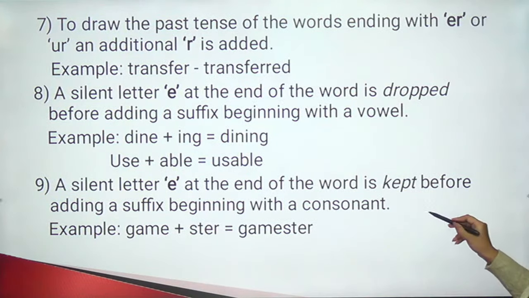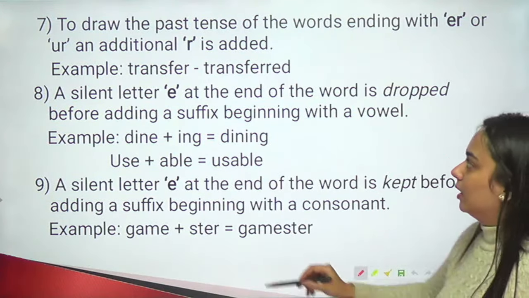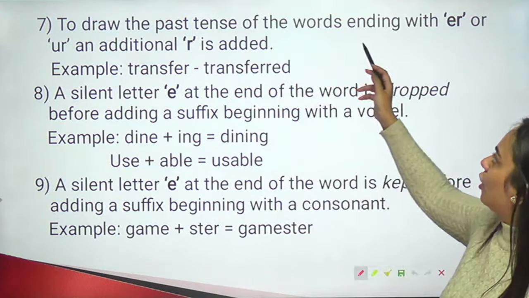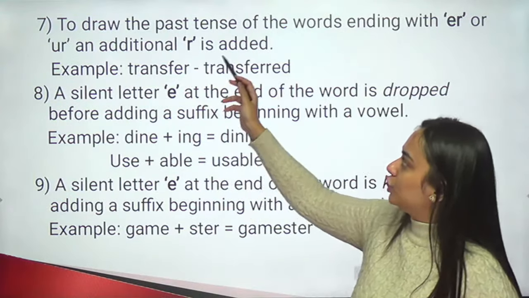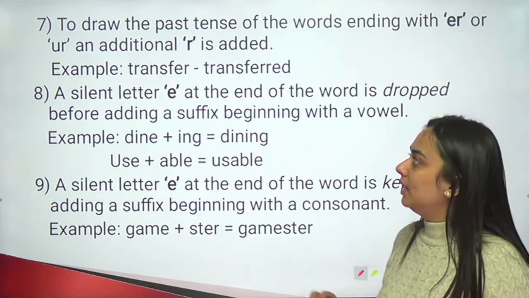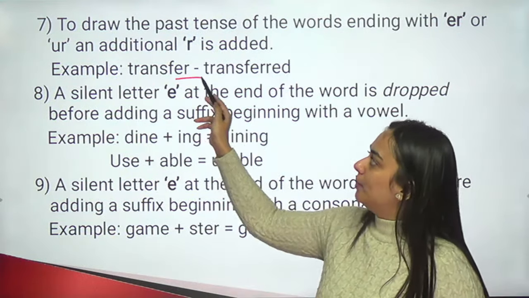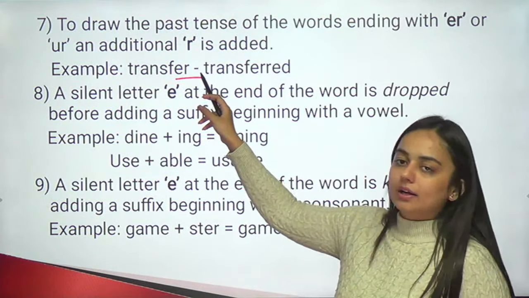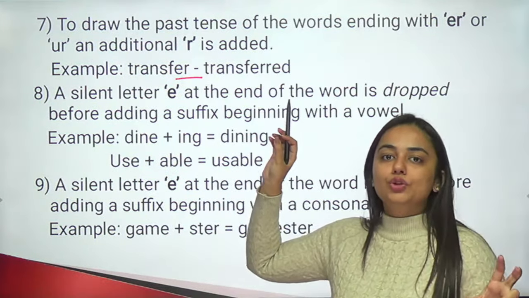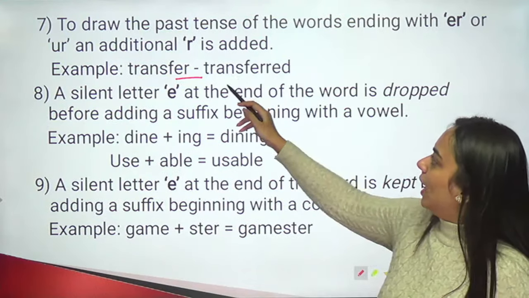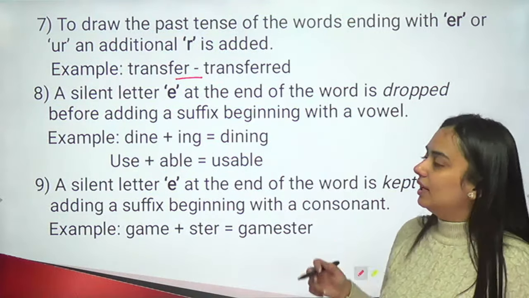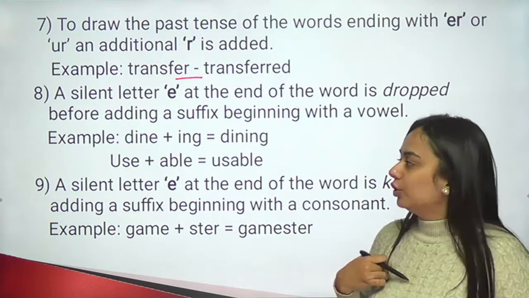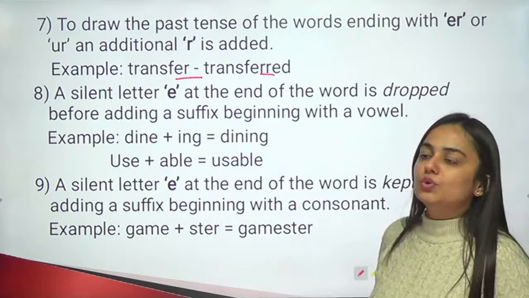Let's see the seventh rule now. To form the past tense of the words ending with er or ur, an additional r is added. Example है transfer. तो अब ये the last letter is r. या तो r हो या तो ur हो. तो you will add transferred, right? Similarly, suffer, suffered. तो basically यहाँ पे आप दो r use करेंगे.